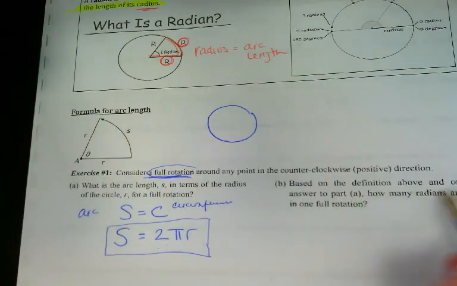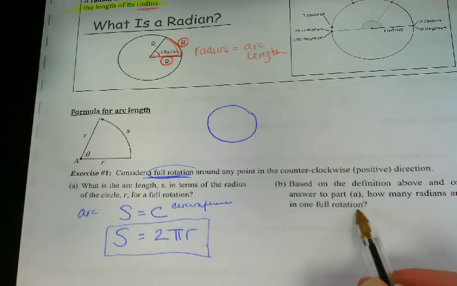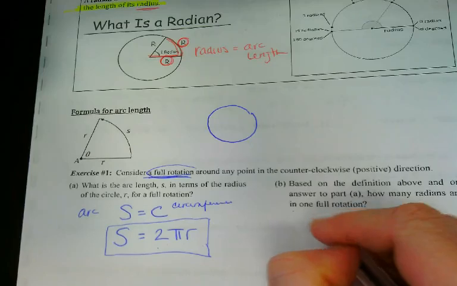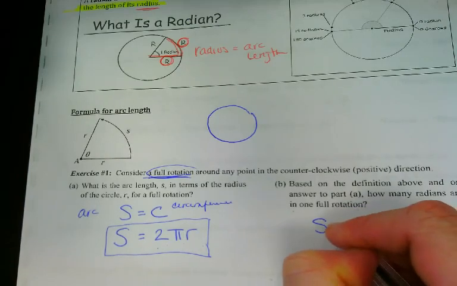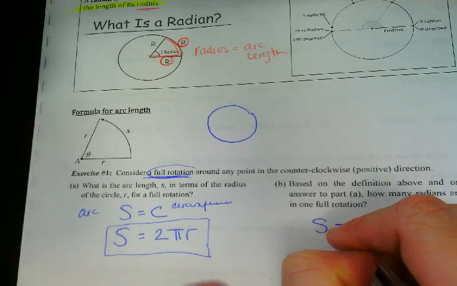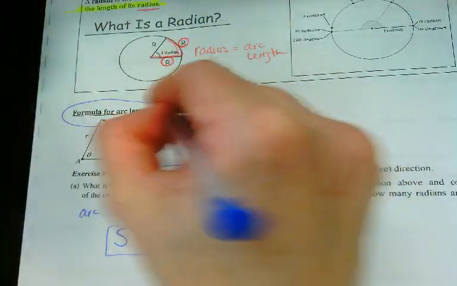Based on the definition above and your answer to part D, how many radians are there in one full rotation? Let's take that definition. S equals... Did we give you the arc length formula? We're going to come back here. I'm a little choppy this morning, sorry.